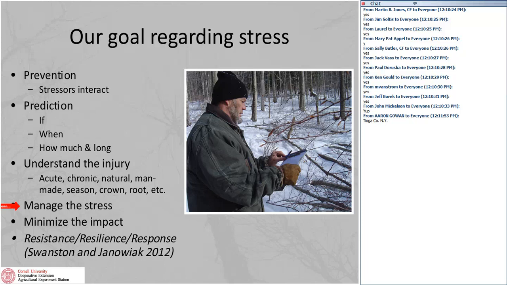There are other authors, and I'll make reference to this book in just a minute, that was edited by Swanston and Janowiak, just this year. That's from the perspective of forest response to climate change, but they look at this set of goals in a context of resistance, resilience, and response. So building resistance in the forest, taking advantage of resilience, so the trees are impacted by the stress but they're able to withstand the stress, and then response. So after you have that stress, how do you manage that? I'll show you that book in just a minute, and we'll show you another little tool here of the software, so you can download that if you want right from this website.